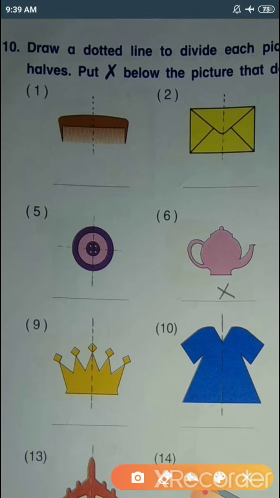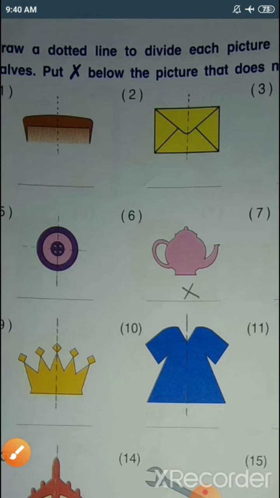One comb is given here in picture 1. So with the help of a vertical line, I just divide this comb into two parts. So you can see that part 1 and part 2 both look similar to each other. That is why this picture is symmetry. So we'll just put a tick below this picture.